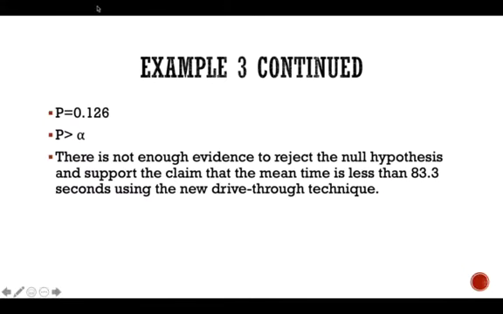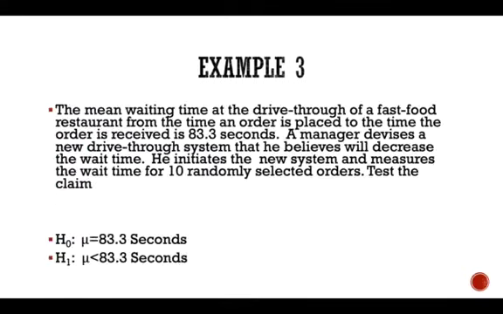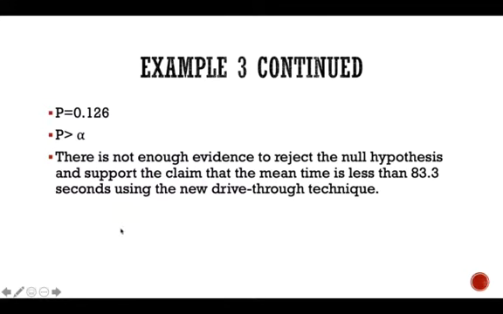Because p is greater than alpha, and again, my alpha value, my maximum type 1 error, we said was 0.05. If the question didn't state it explicitly, assume 0.05. So because my p-value is greater than my level of significance, there's not enough evidence to reject the null hypothesis. Based on the sample data that we have, we can't support the claim that the fast food drive-through wait time has actually decreased.